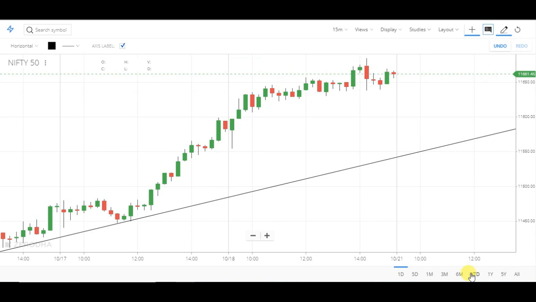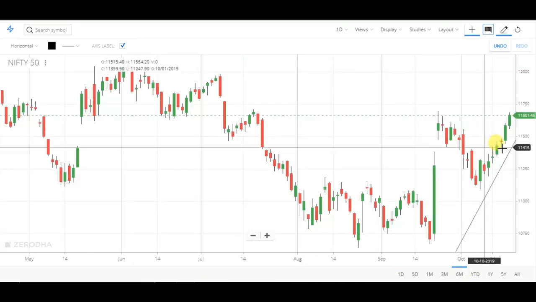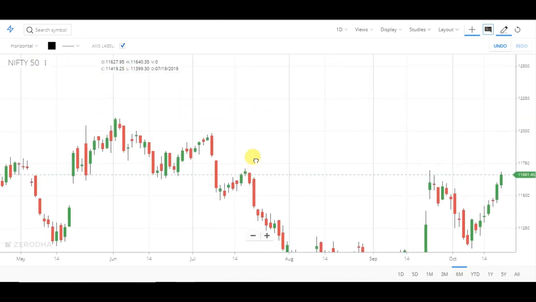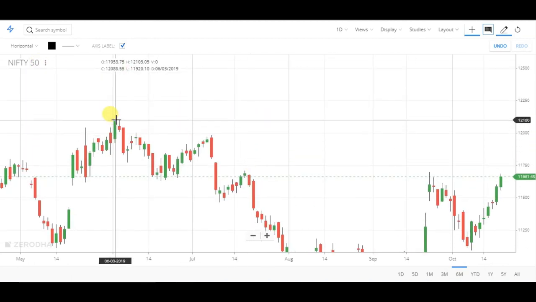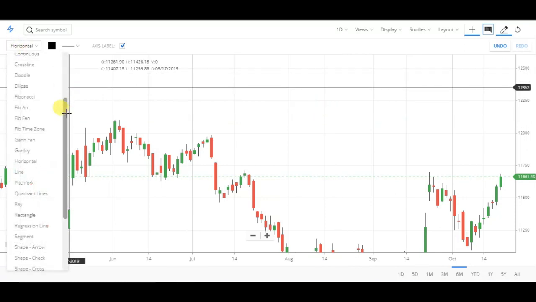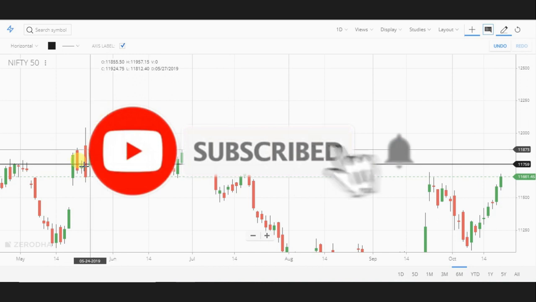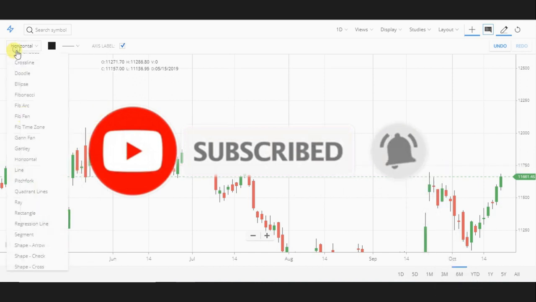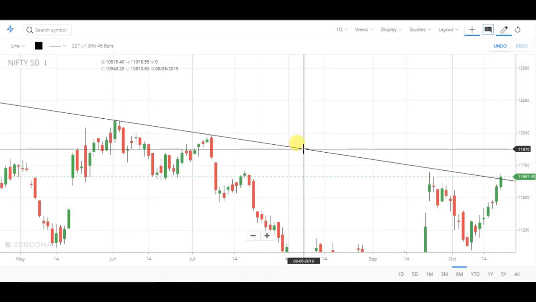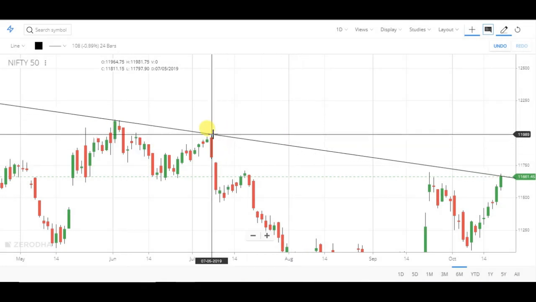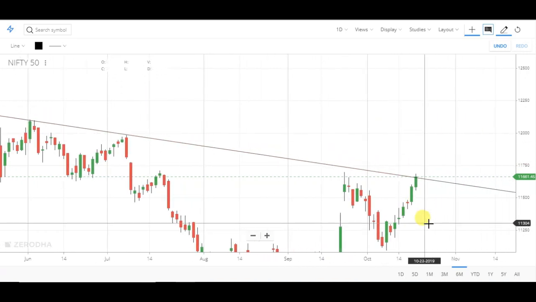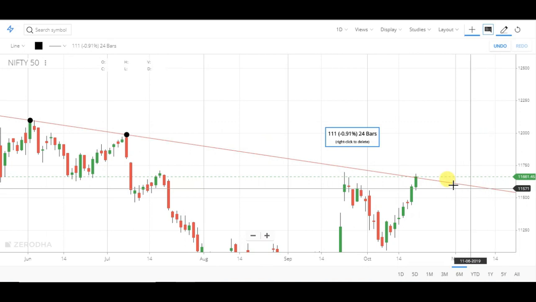Now one more thing I need to discuss in today's Nifty chart analysis. If we see the 6 months chart, let me show you, and let me remove this trend line. If we see the downtrend line, this was the trend line we have. Let me select the line. This was the first point, over here we have the second point, and we can clearly see that today's candle closed above this trend line.